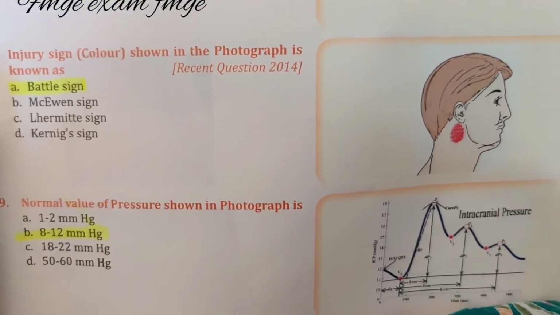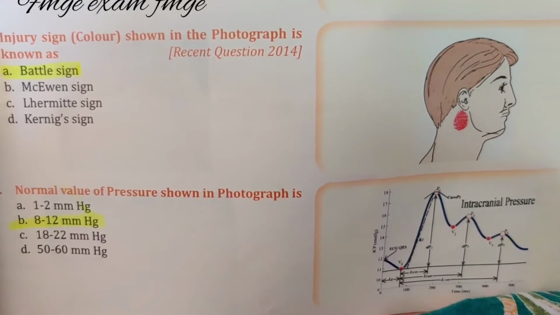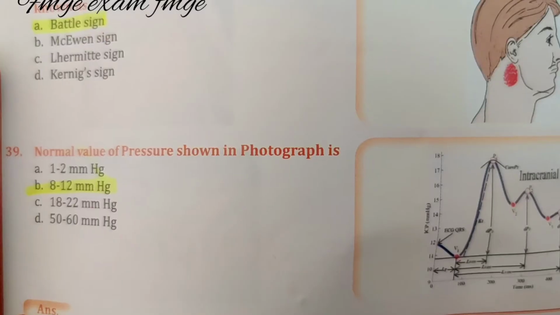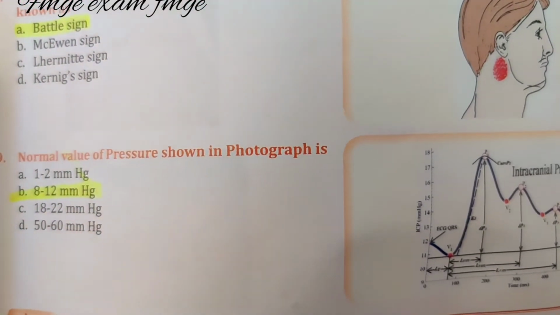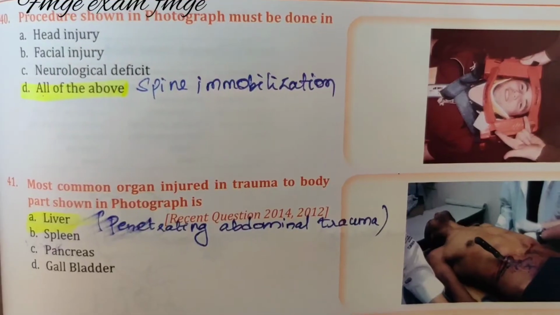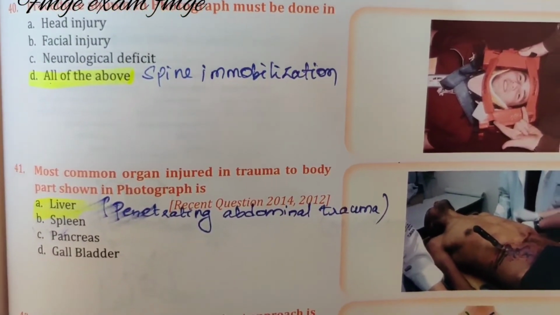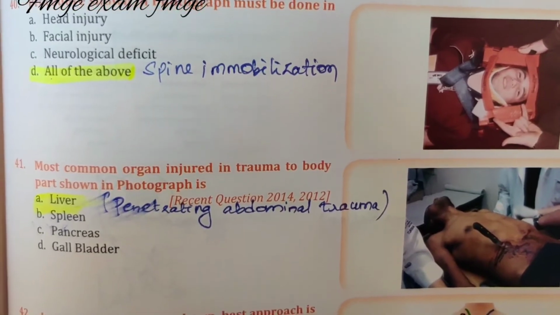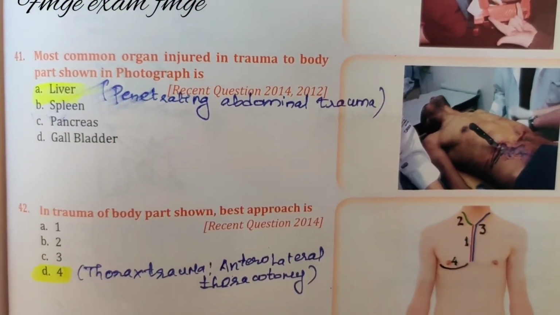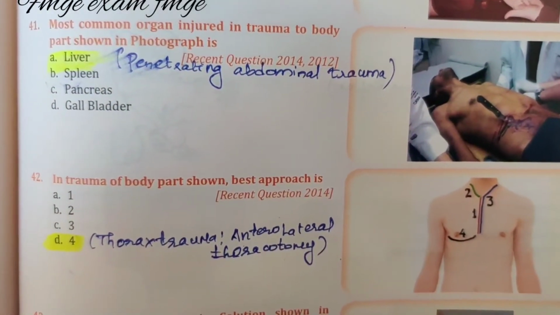Normal value of pressure shown in the photograph: intracranial pressure is 8 to 12 mm Hg. Normal value of pressure shown in the photograph is 8 to 12 mm Hg. Procedure shown in the photograph must be done in spine embolization. The answer is all of the above. Most common organ injury in trauma to the body part shown in the photograph is liver, penetrating abdominal trauma.